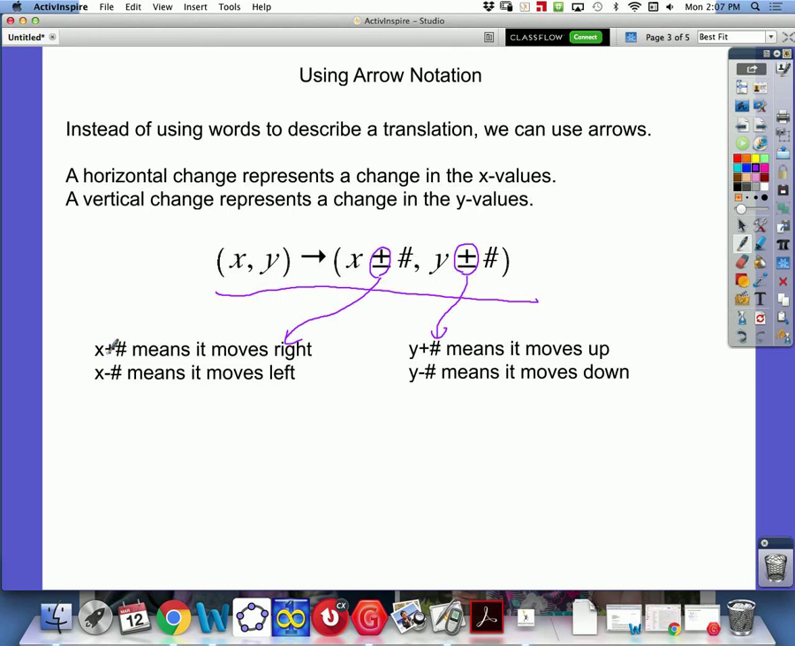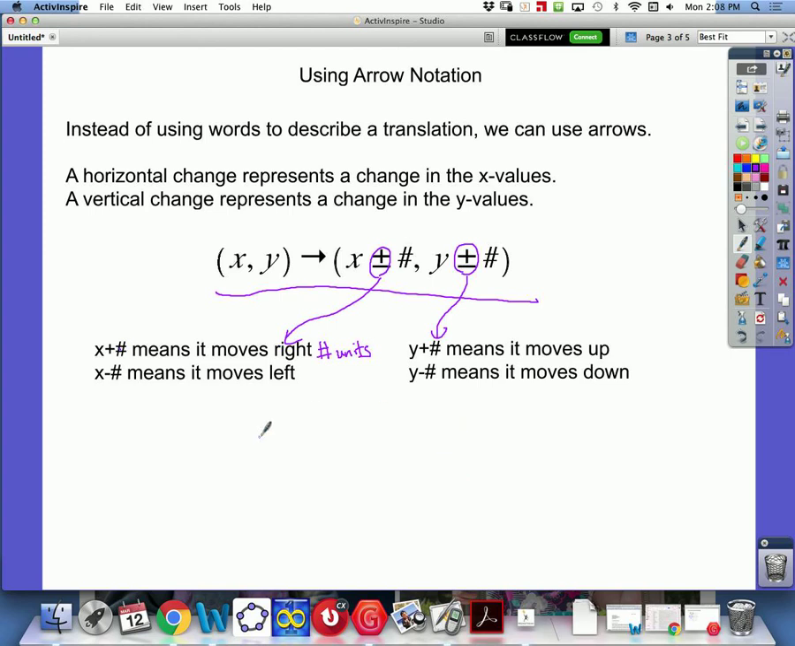If it says x plus a number, that means the whole shape is going to move right that number of units. If it says x minus, that means it's going to move to the left that many units. Same thing with the y. Y plus means now it's going to move up, and y minus means that it's going to move down.